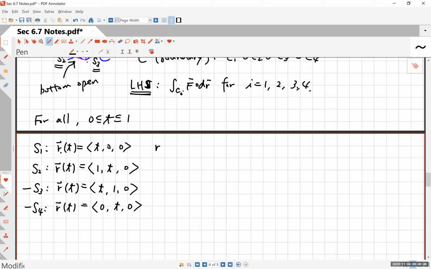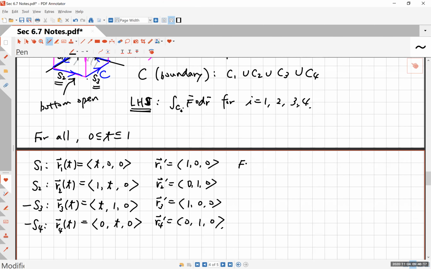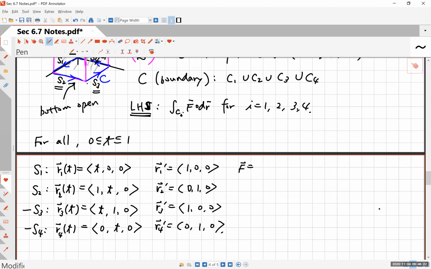Let's take the derivative of, let's call them R1, R2, R3, R4. So R1, the derivative is 1, 0, 0. R2, the derivative is 0, 1, 0. For R3, the derivative is 1, 0, 0. And for R4, it is 0, 1, 0. No problem here, right? Okay, so what is F in all of these? F is, now remember what F is? Do I have F?